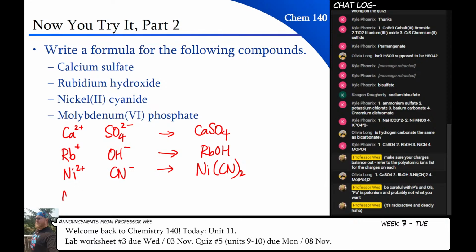All right, and then molybdenum, 6+. Phosphate is this, PO4 with a 3-. I need 2 of these to balance out the 6+, so then the result that I get is Mo(PO4)2.